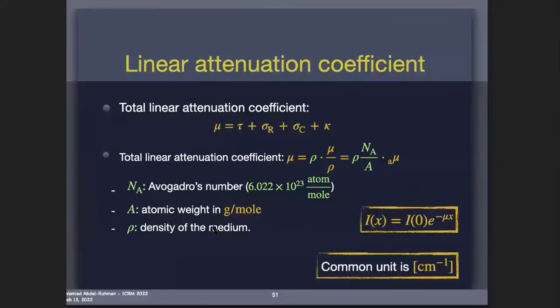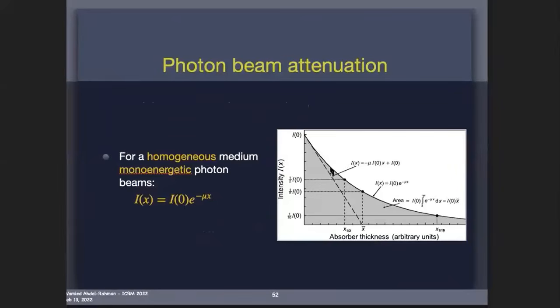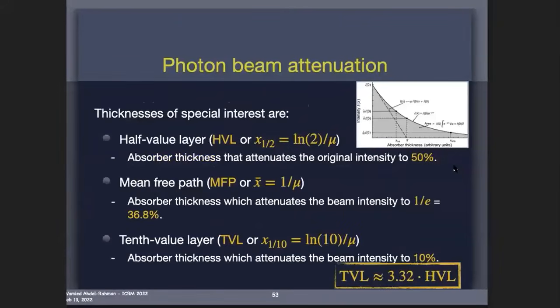And the attenuation coefficient, if we multiply it by the density, then we get the famous linear attenuation coefficient, which then allows us to define the half-value layer or the mean free path for a particular photon energy in a particular absorber.